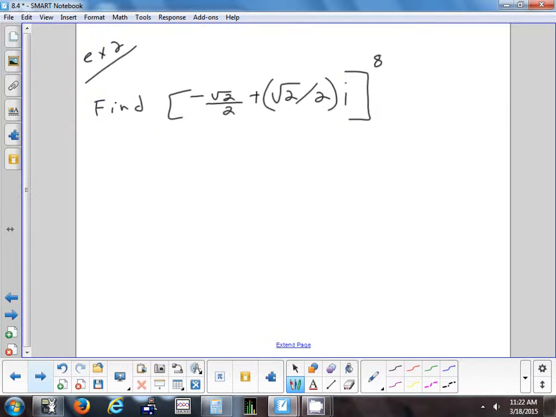All right, let's try this one. This would definitely not be one you want to try to do the way it's written, because now you're raising it to the 8th power. Okay, so Victoria, what are the 2 things I need to change this into trig form? The radius and theta. Yep, I need the radius and theta.